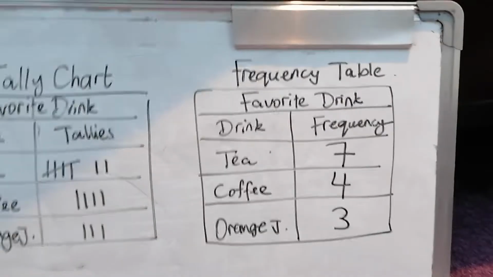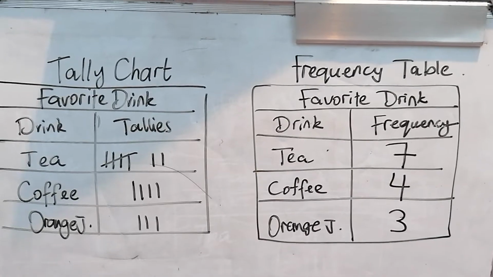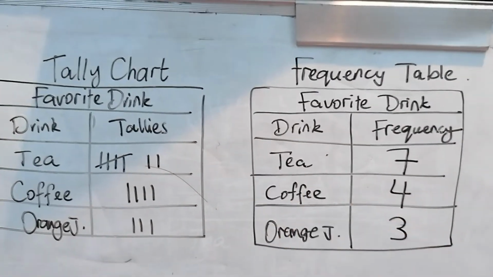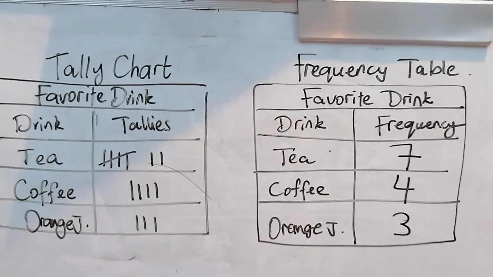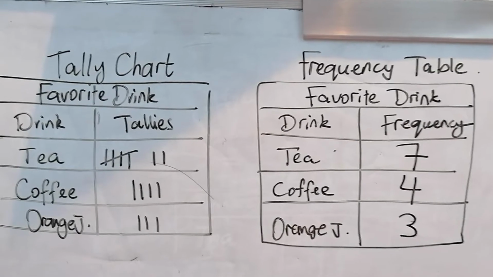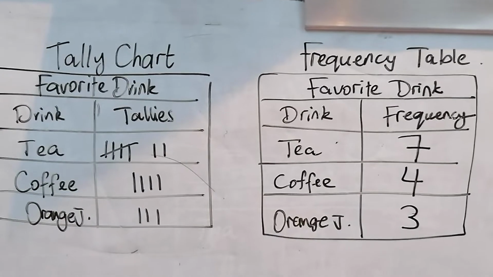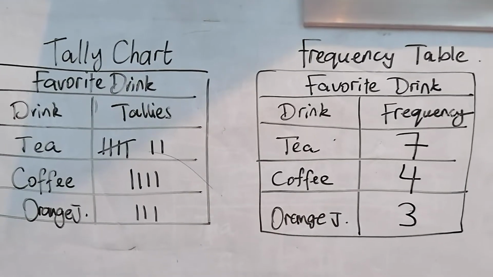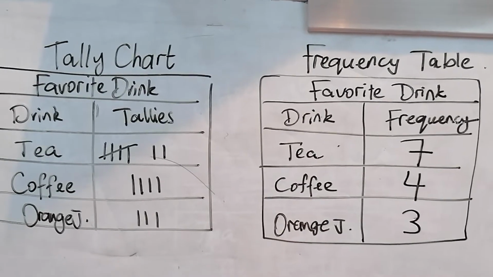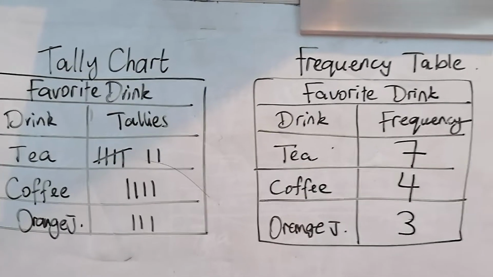Okay, let's look at both of them at the same time. We have a tally chart and a frequency table. Both of them show us the data that I collected from my guests. Okay, I had one question. I took a survey. A survey means to ask a group of people a question. I took a survey and I asked them, what would you like to drink? I had many answers, and we called those answers information or data.